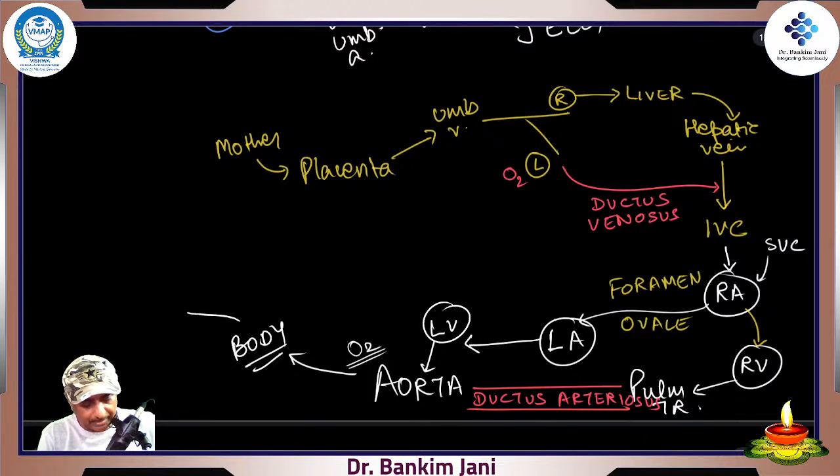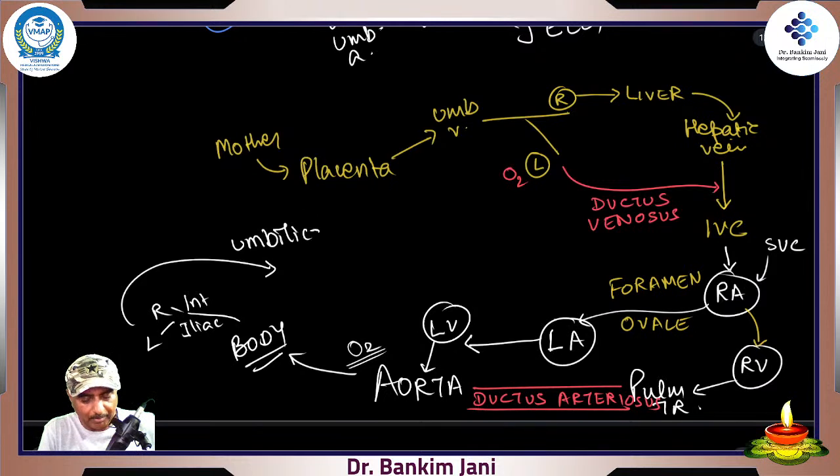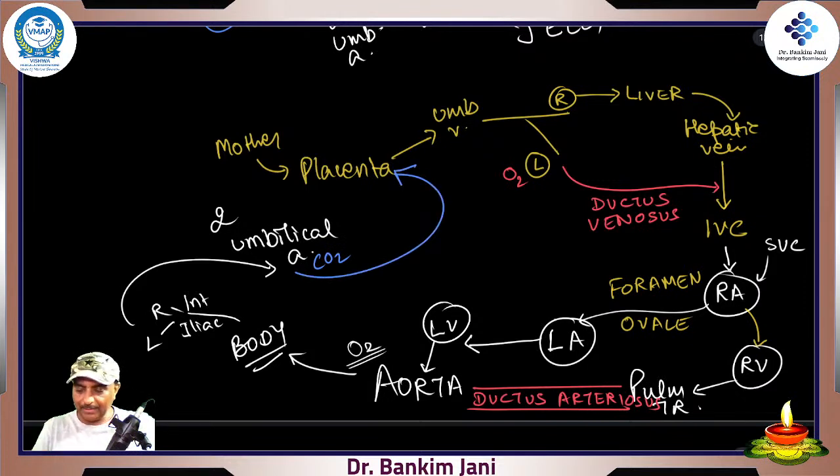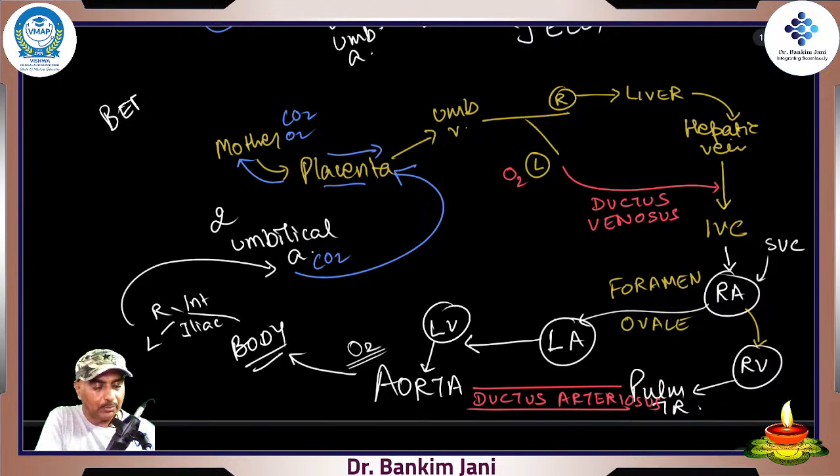But it is the internal iliac, right and left, which will now form the umbilical arteries. So there will be two umbilical arteries, carrying CO2, that will go back into the placenta, and back to the mother, where the CO2 and O2 exchange occurs, and then once again the blood comes back in its fresh state. So this is the cycle which keeps on going before birth, right? Before birth.